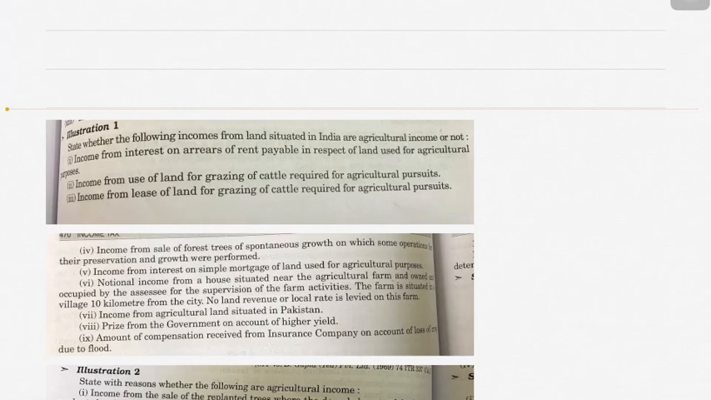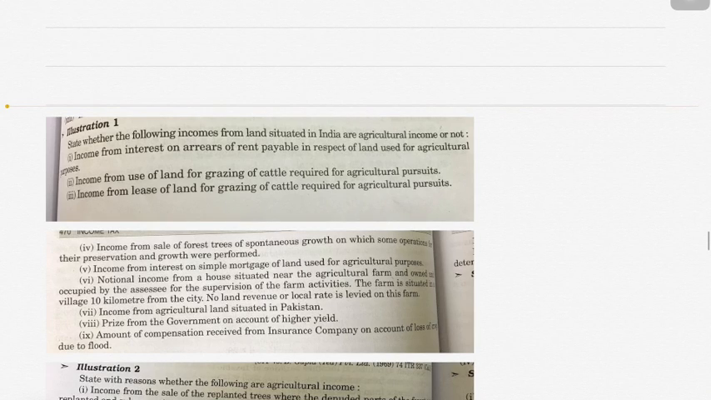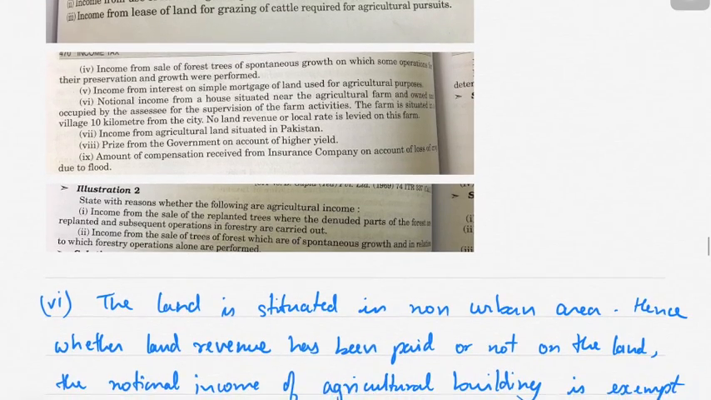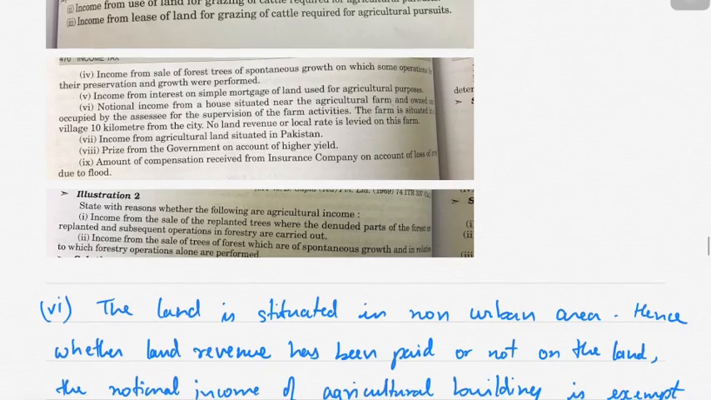Next, sixth question. Notional income from a house situated near the agricultural farm and owned and occupied by the assessee for the supervision of the farm activities. The farm is situated in a village 10 km from the city. No land revenue or local rate is levied on this farm. This is income from farmhouse, and income from farmhouse is an agricultural income. So you will write like this. The land is situated in non-urban area. Hence, whether land revenue has been paid or not on the land, the notional income of agricultural building is exempt.